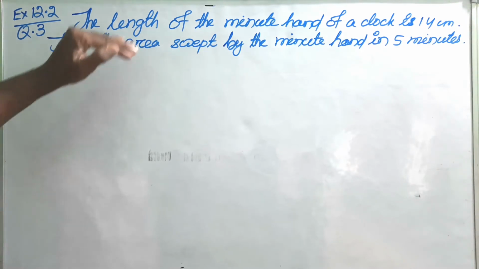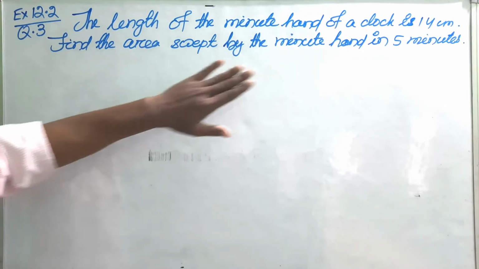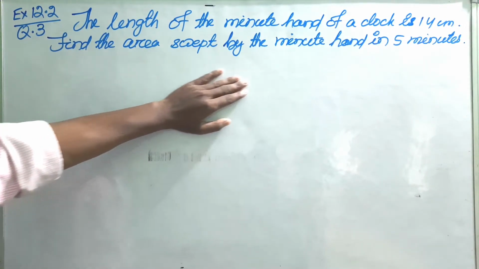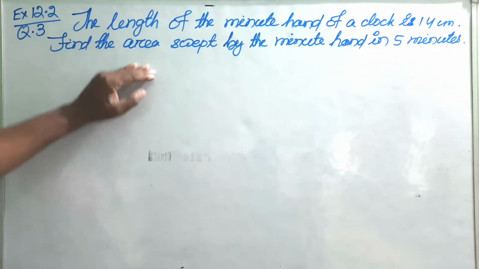Today we will solve question number 3 of exercise 12.2 from chapter 12, CBSE class 10 math. The question is: the length of the minute hand of a clock is 14 centimeter. Find the area swept by the minute hand in 5 minutes. So this is the question we have to solve.